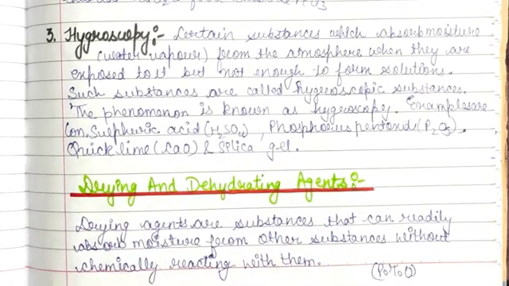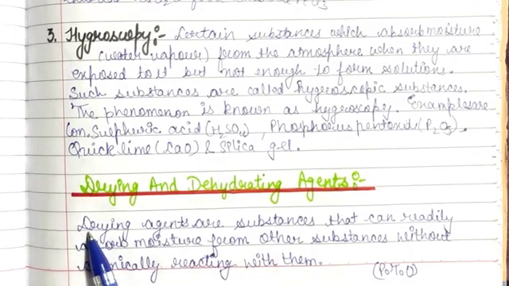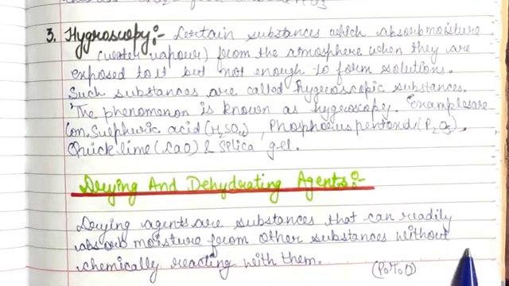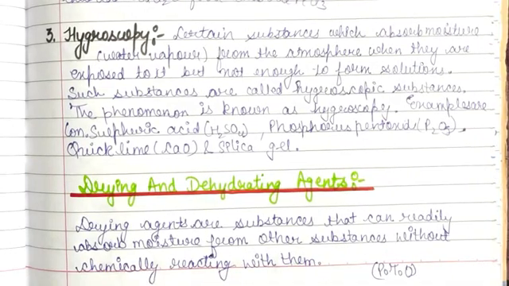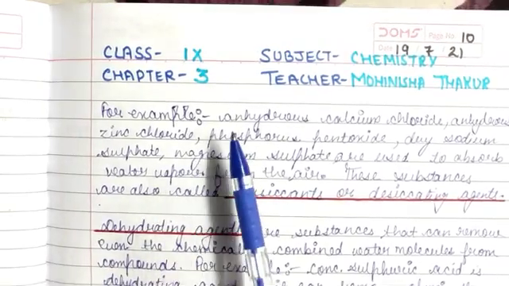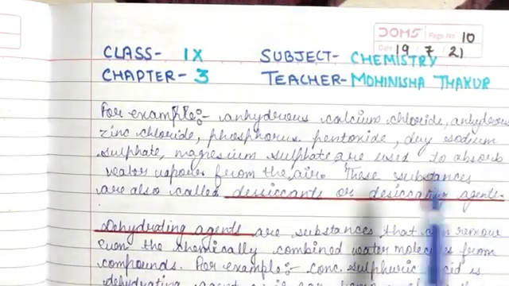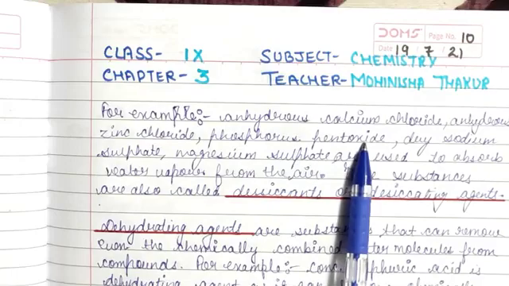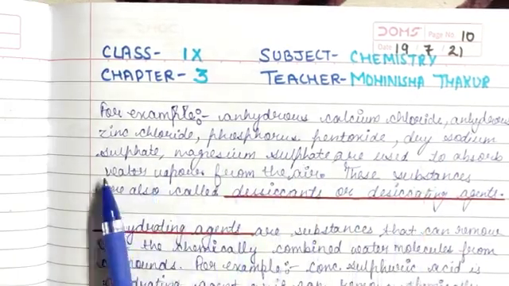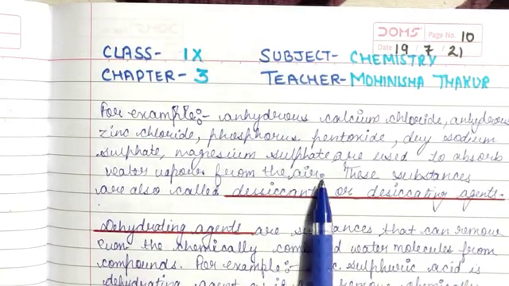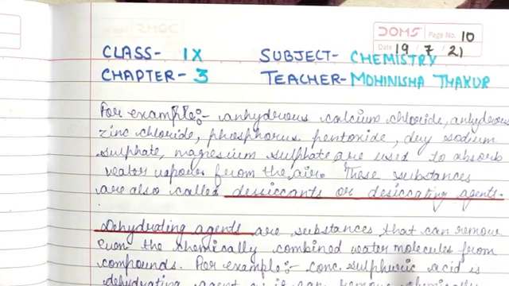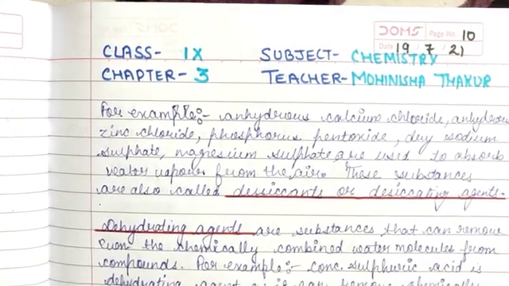Next is drying and dehydrating agents. Students, drying agents are substances that can readily absorb moisture from other substances without chemically reacting with them. For example, anhydrous calcium chloride, anhydrous zinc chloride, phosphorus pentoxide, dry sodium sulfate and magnesium sulfate are used to absorb water vapor from the air. These substances are called desiccants or desiccating agents. Next are dehydrating agents.